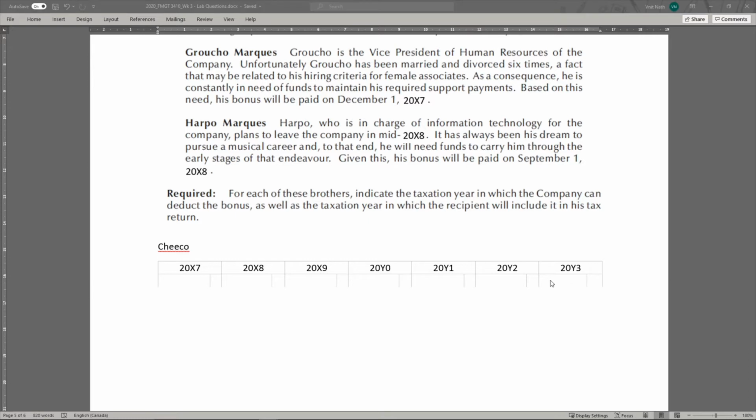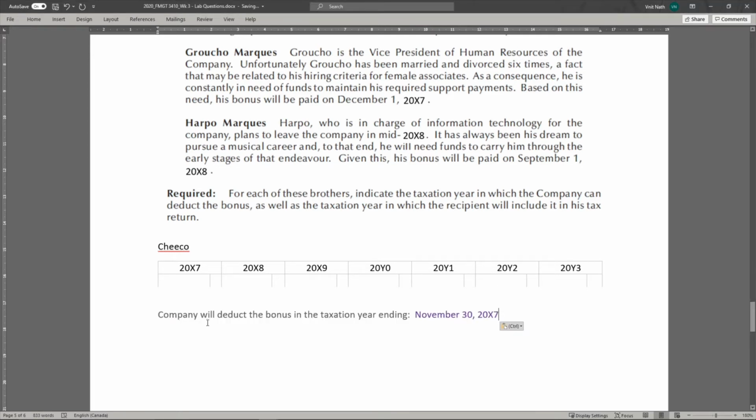So we can see that the bonus is clearly not paid within 3 years of the end of the year in which the services were rendered. The services were rendered right at the end of that year. So 1, 2, 3 years, that would have been 20Y0. And the bonus is not paid by then. So this is considered a salary deferral arrangement.